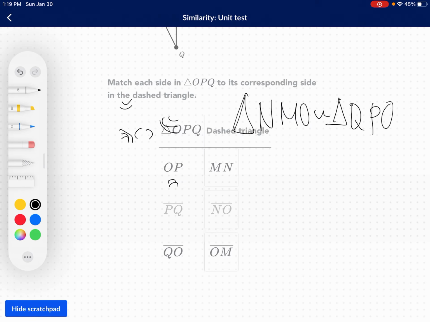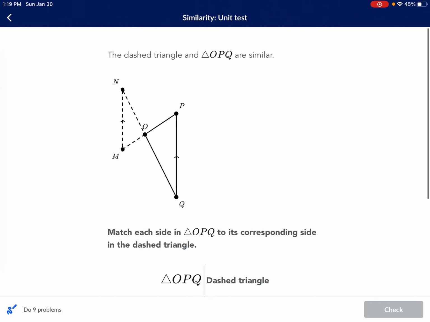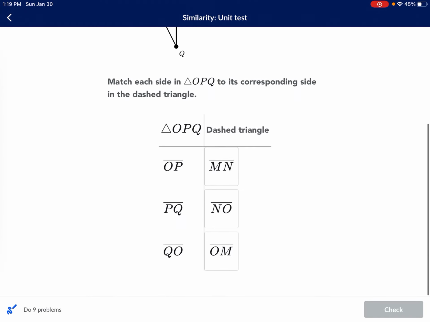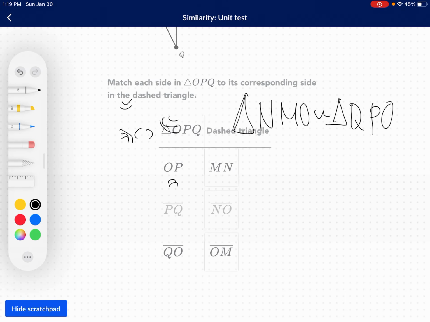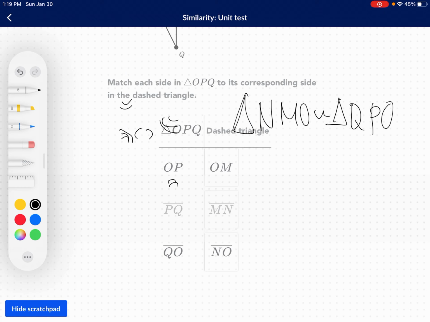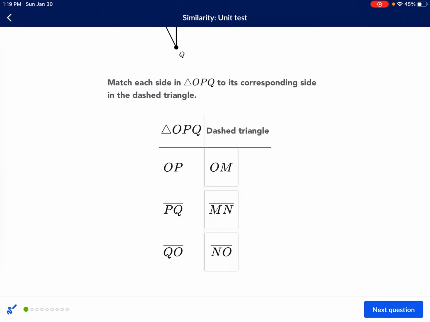NMO, so OPQ. Where do you get Q from? Oh, I wrote it wrong. No, I didn't write it wrong. So OPQ. OP corresponds to OM, PQ corresponds to MN, and QO corresponds to NO. So this is correct.